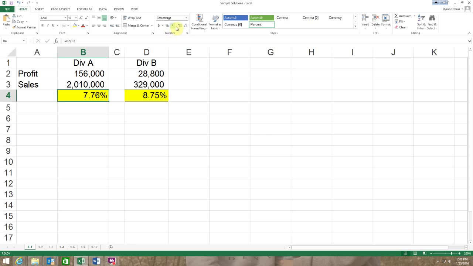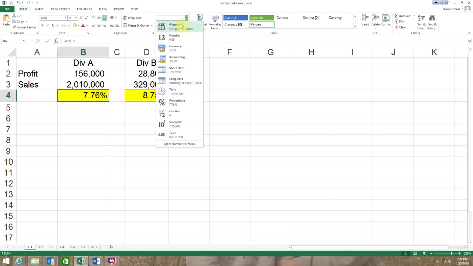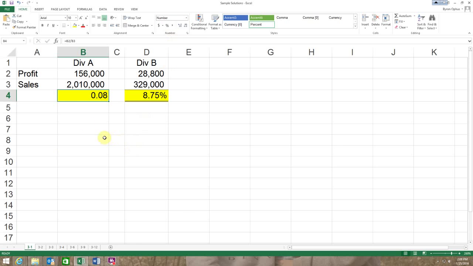Now it may have shown it like this when it first did it, and so I want to have it as a percentage. So I'll just come up and click that %. It turns it into that, and as you guys are doing this, I prefer that you please add a couple decimals on almost all of our solutions. Oops, I hit the wrong one, so I need to add 1 and 2 decimals, and 7.76 becomes my answer.